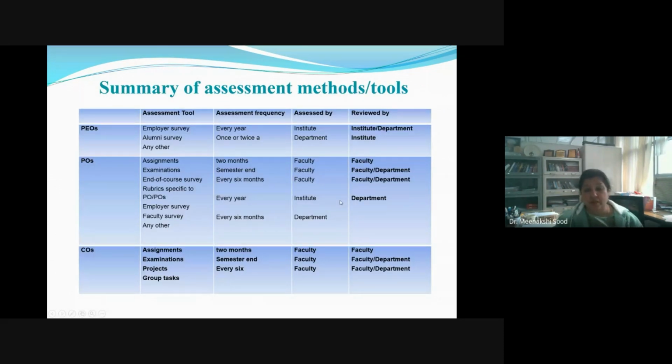So this is just a summary. Just go through this. Take a minute and see that this is the crux of the summary of the assessment tools we should use for checking whether the attainment is achieved or not.